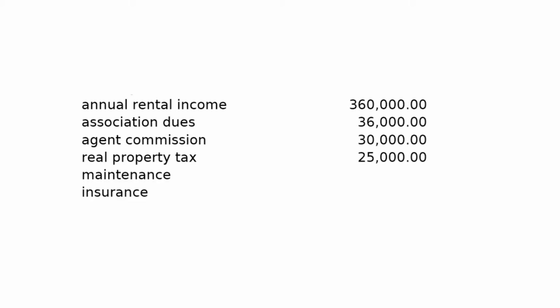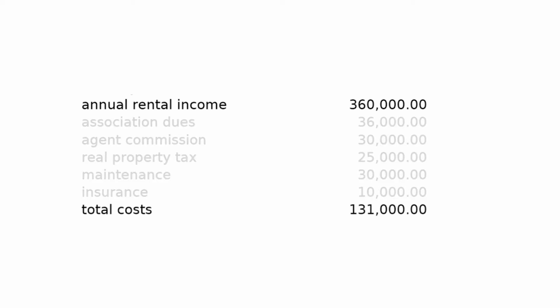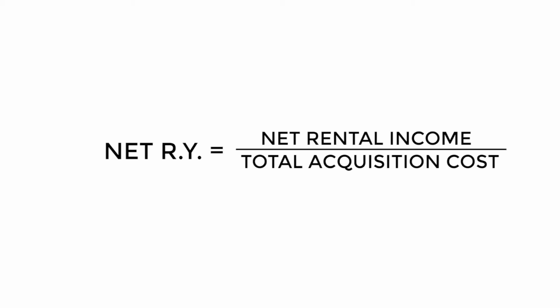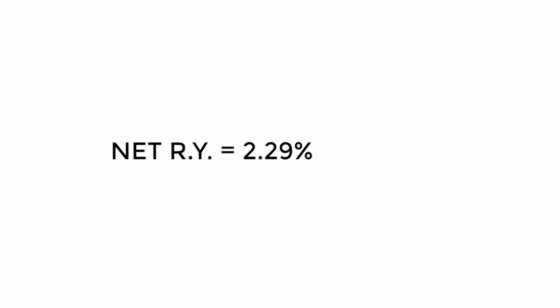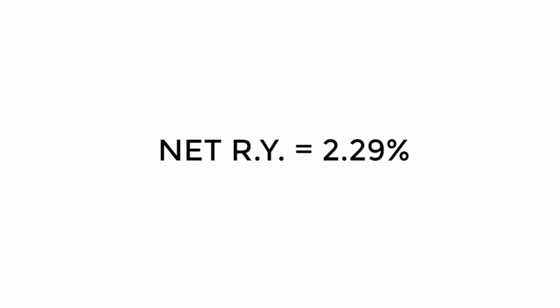Let's say, for example, there's natural wear and tear for the unit. You have to renovate it, so you allocate 30,000 for that. And of course, the insurance, let's say you pay 10,000 pesos for that. All in all, your total cost would amount to 131,000. You deduct it from 360,000, you will get 229,000. That's your net rental income for the year. The 229,000, you divide it by 10 million, you will get 2.29% net rental yield.